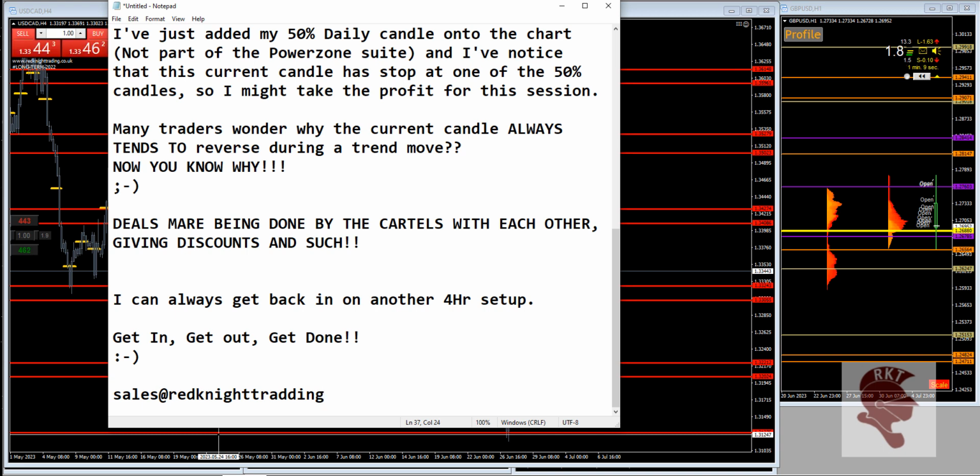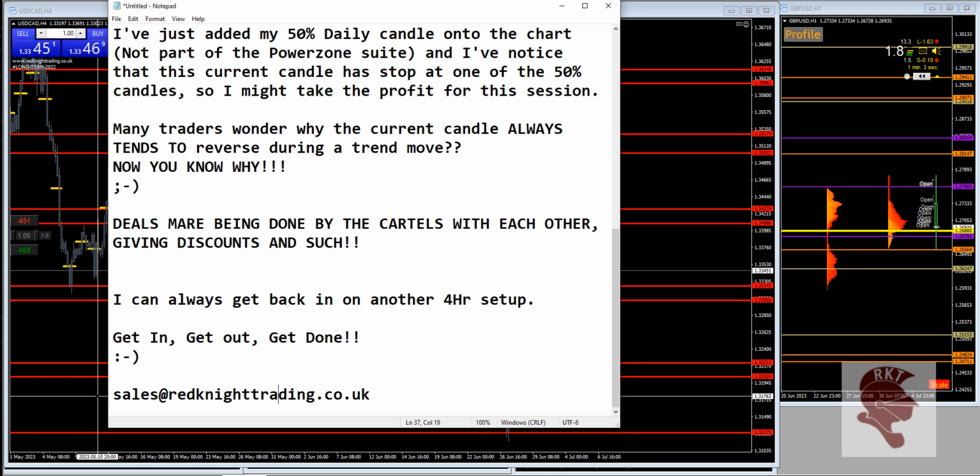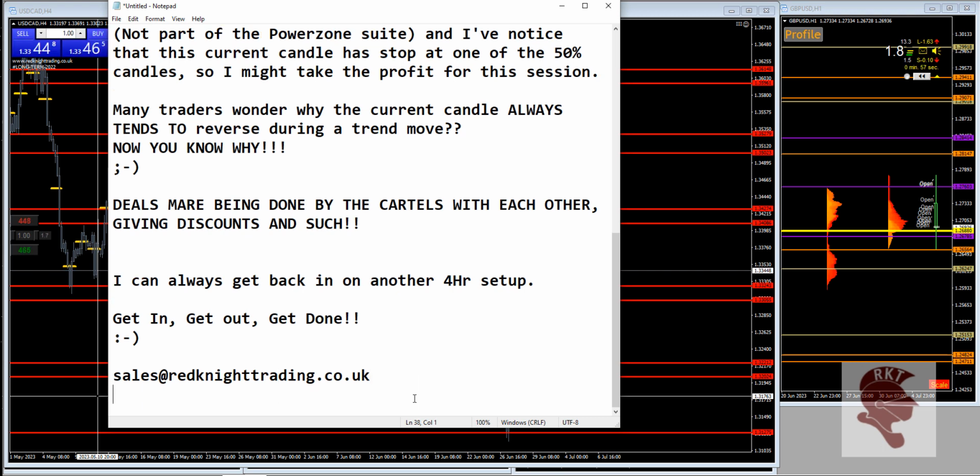And to start off at the beginning of each day, do what's called a top down, based on your weekly and your daily candles. See what direction the candles are in. That will help you greatly in your trading.